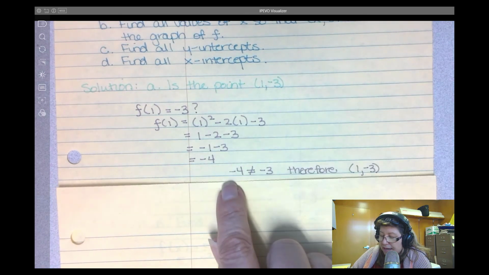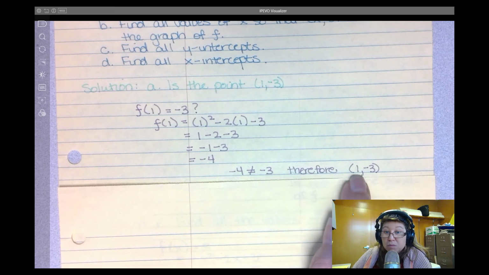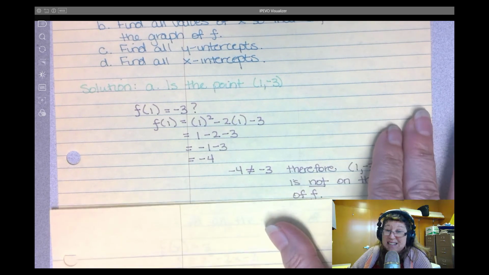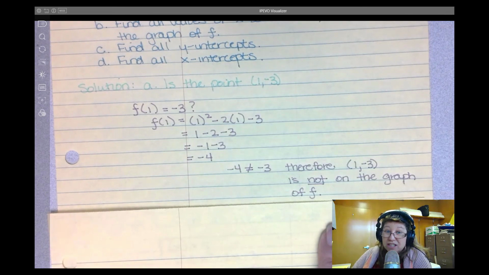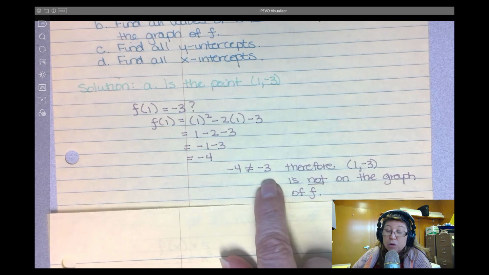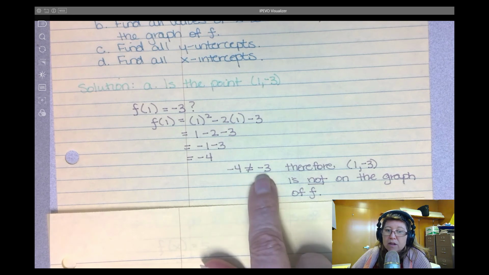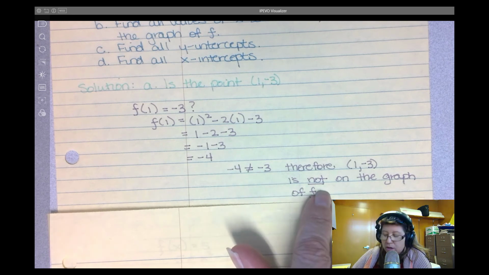Now, negative 4 does not equal negative 3, what we were expecting, and therefore this point, (1, -3), is not on the graph of our function. It was not the expected output. We got a negative 4 and we wanted it to be negative 3, and therefore because (1, -4) is on the graph, (1, -3) is not on the graph.